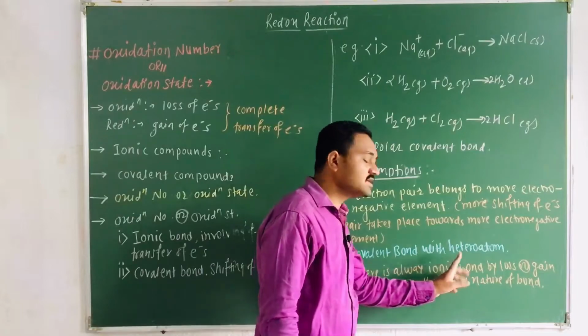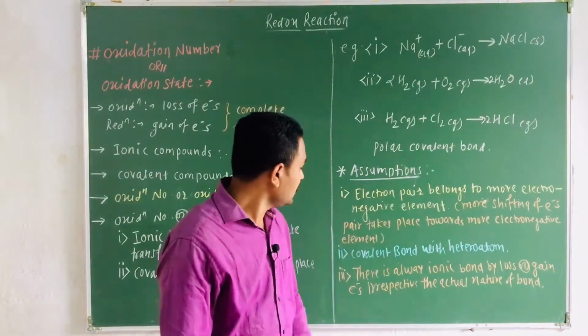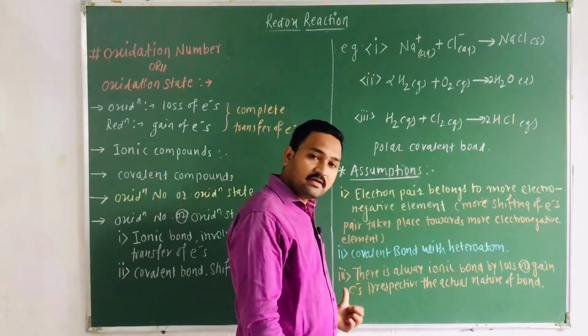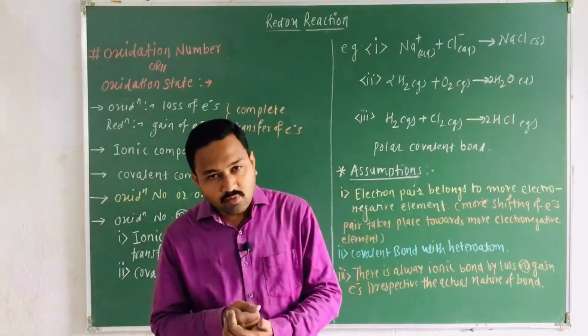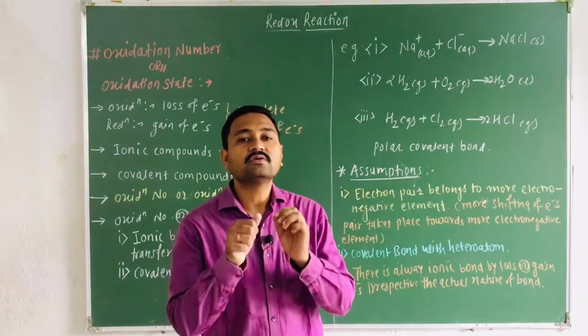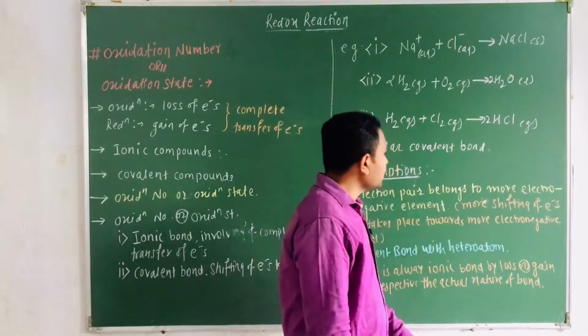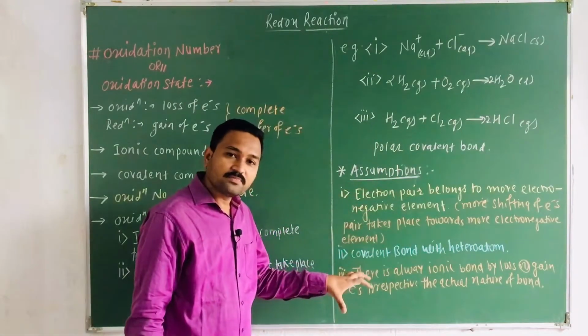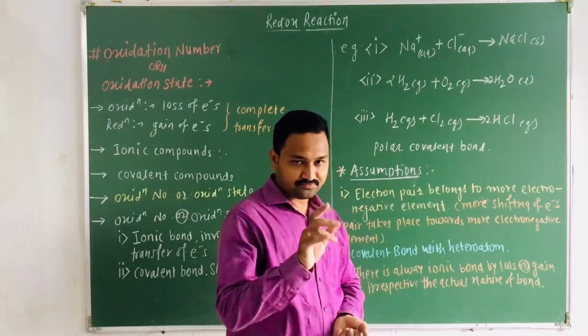That the covalent bond is always with the heteroatom. There is always one heteroatom in the covalent bond. And the third one is that there is always an ionic bond. Though that bond is a covalent bond, we are going to treat that bond as an ionic bond. So these are the three important assumptions, and on the basis of these assumptions, we will now study this example.